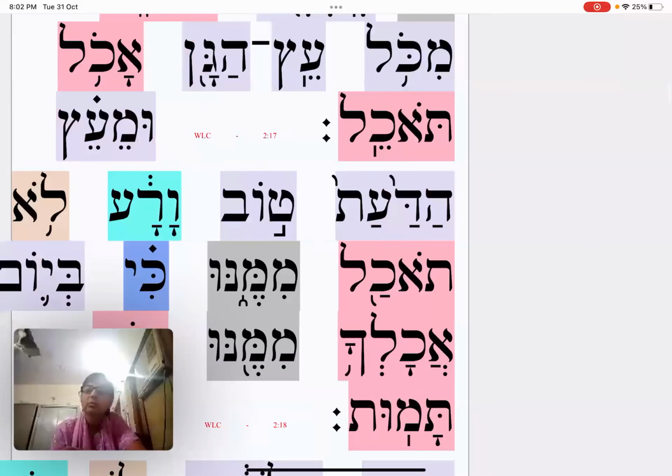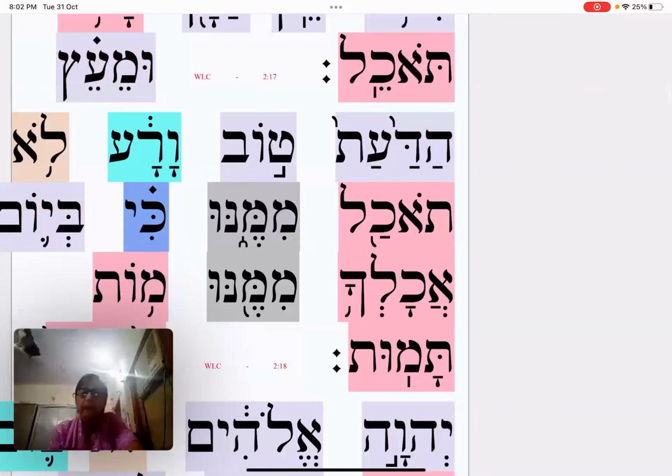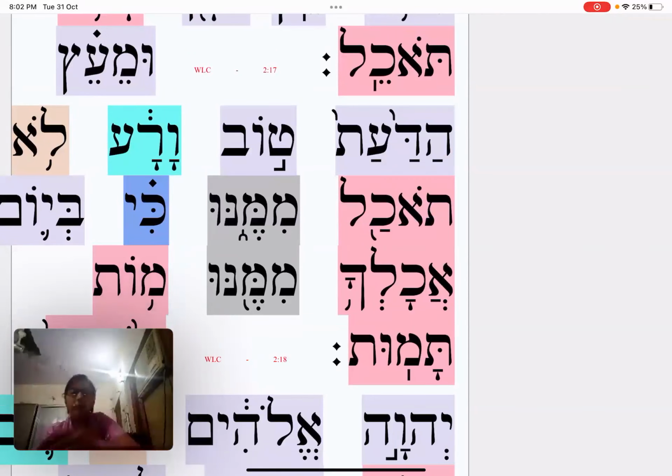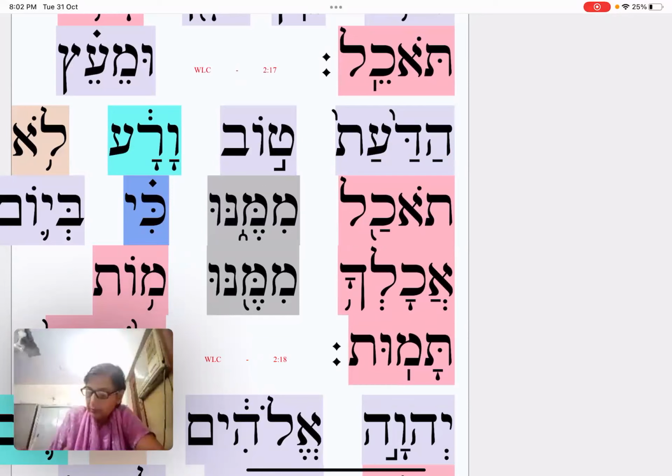See. From here. Okay. Ume'et. And from the tree, hada'at, knowledge, tov, and from the tree of the knowledge of good and evil, lo tokal.